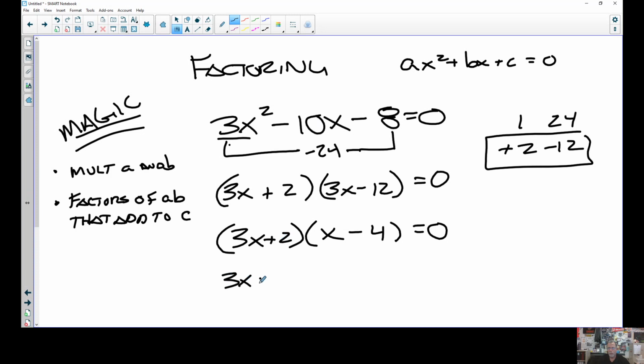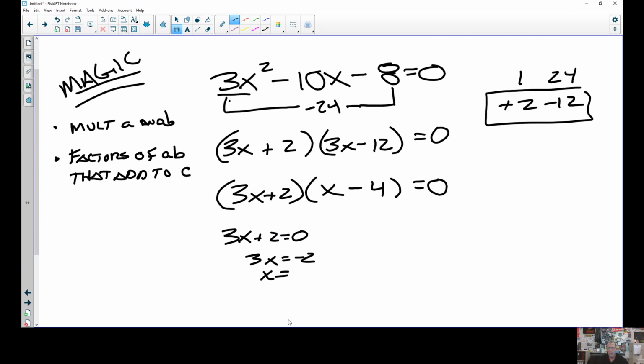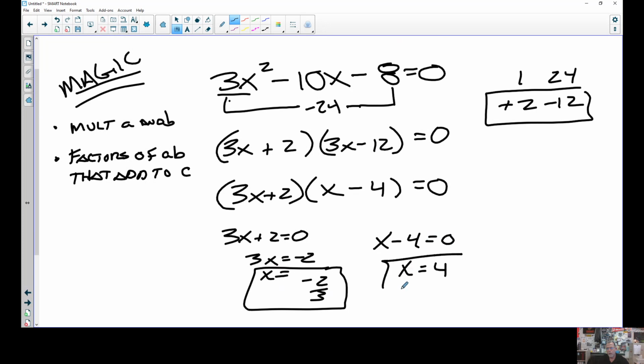Now, I would set each of those pieces equal to 0. So that would mean 3x is equal to negative 2, and x would equal a negative 2/3. That's one of our solutions. And we look for the other one where x minus 4 equals 0. So x equals 4. And we have our two solutions for this quadratic. All right, let's keep moving.